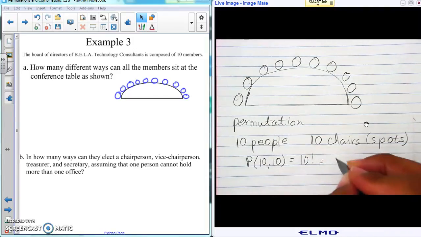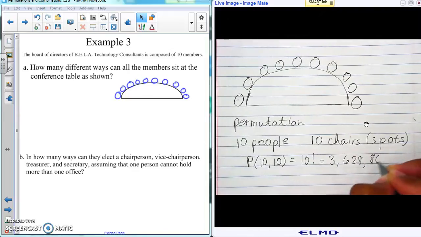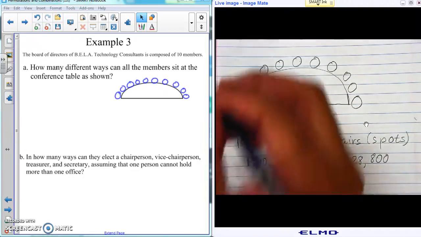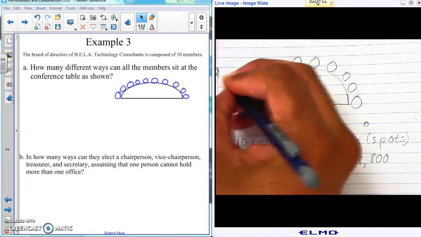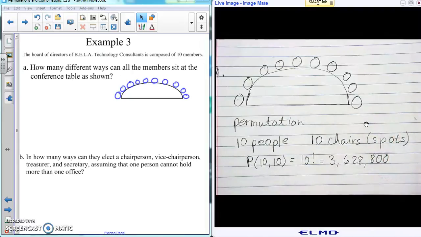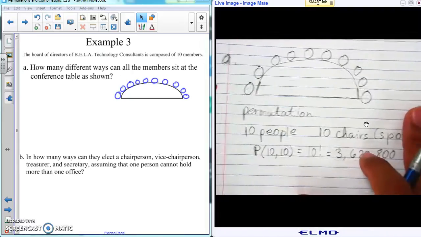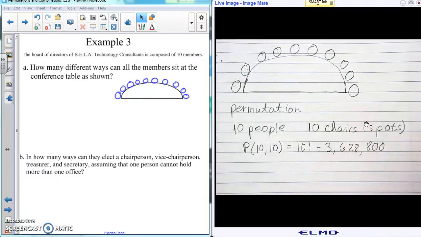And that should give you 3,628,800. Again, we did that with factorial. That's why I said it's going to come back into play, so make sure you understand that one and remember that, because that way you didn't have to do as much work. And I just put A up there. That's all it was. That's all you have to do for that one.